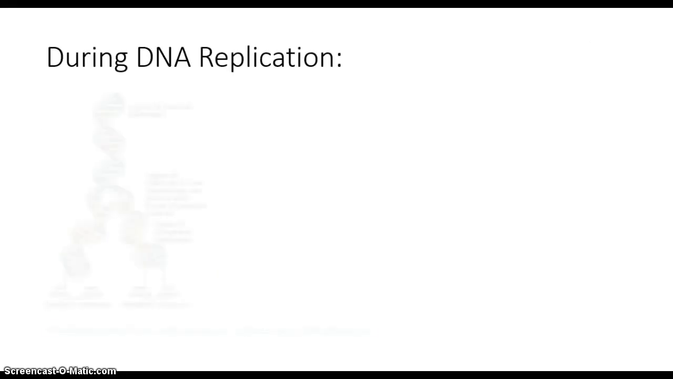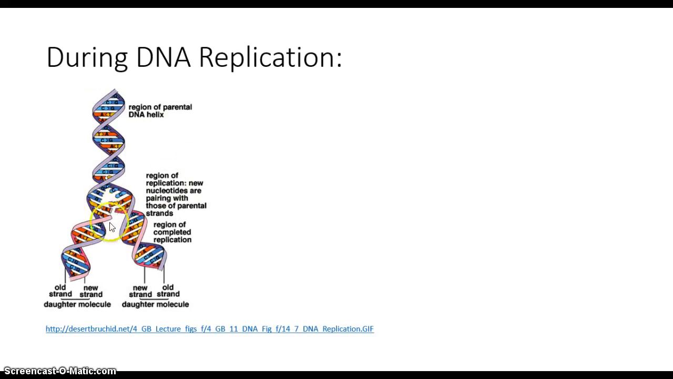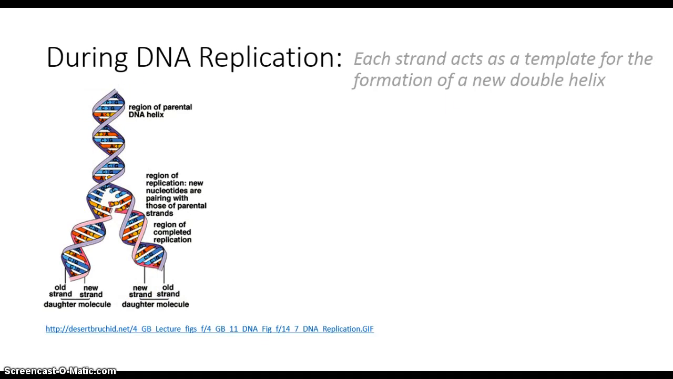So when you want to replicate the DNA, all you have to do is unwind it to separate the two strands from each other, and then just put in the complementary bases to form the missing strand, creating two new double helices from when there was only one. So, each strand, therefore, is acting as a template for the formation of a new complementary double helix.